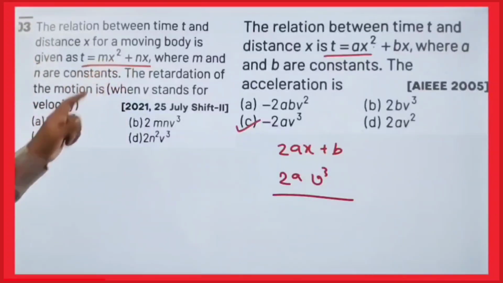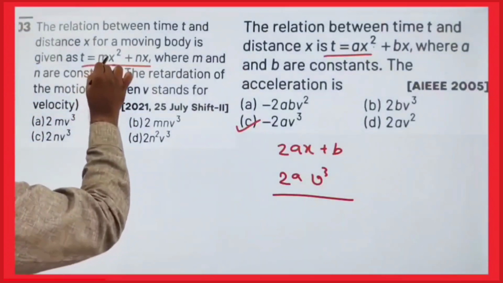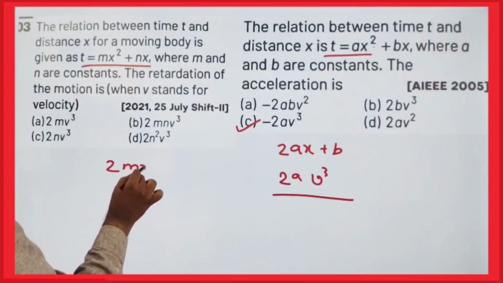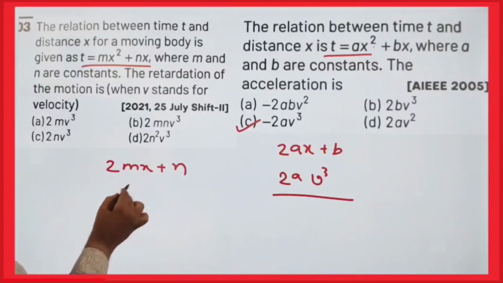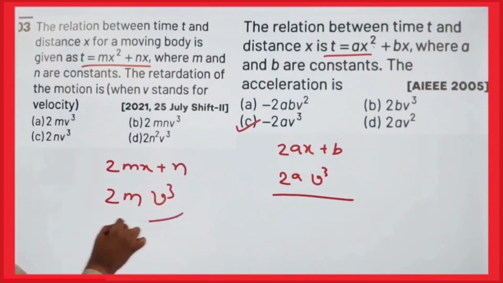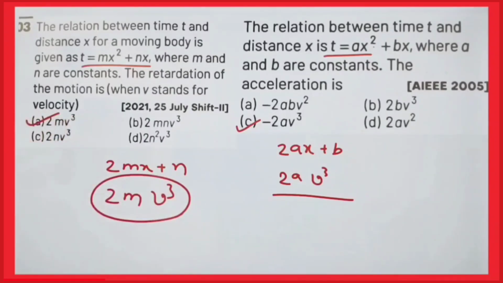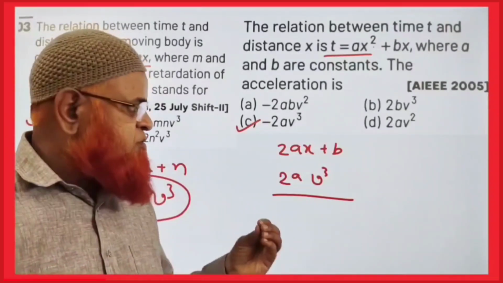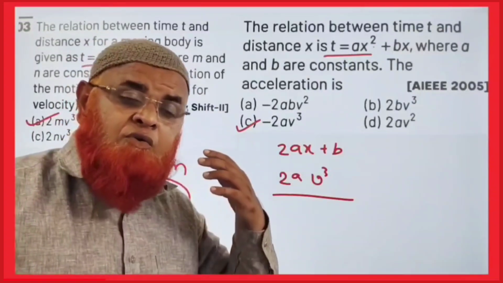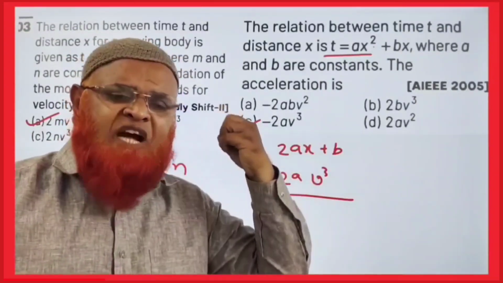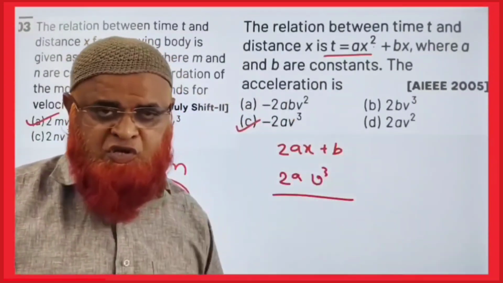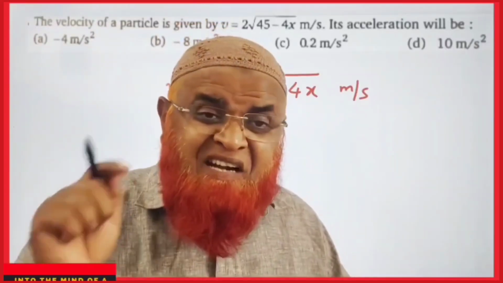Then here also you double differentiate. First time if you differentiate, you will get 2mx plus n. Second time if you differentiate, you will get 2m multiplied with v cube. That is going to be your answer. So 2m v cube. Okay. So this is the shortcut method to solve these problems. If you go to the general method, it is time consuming and very confusing also. Thank you. Good news for NEET students.